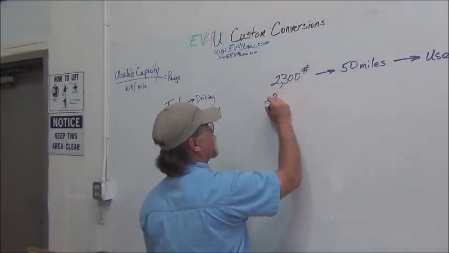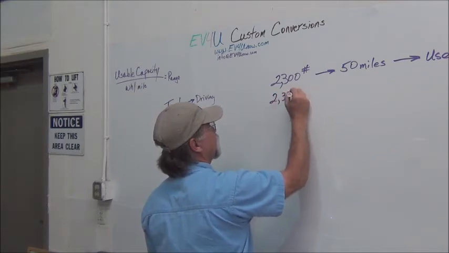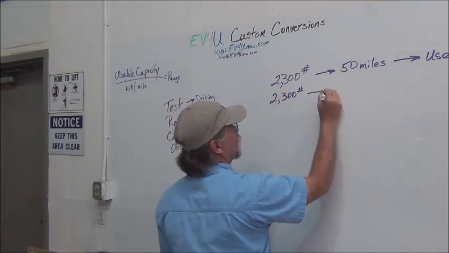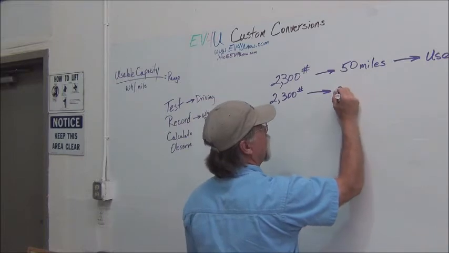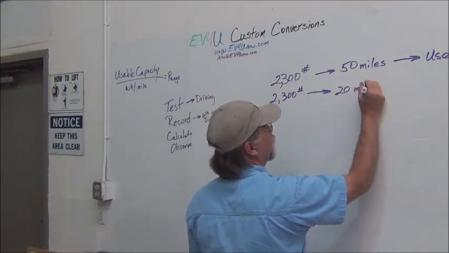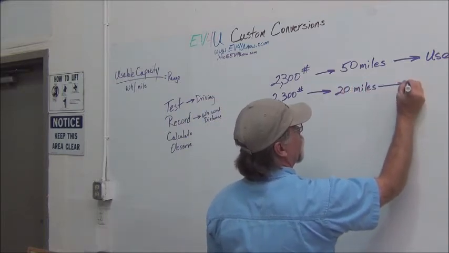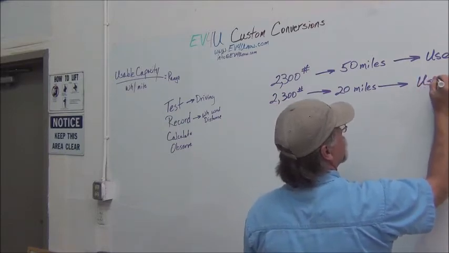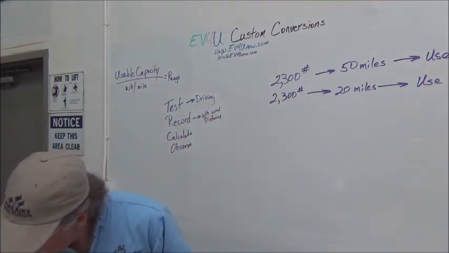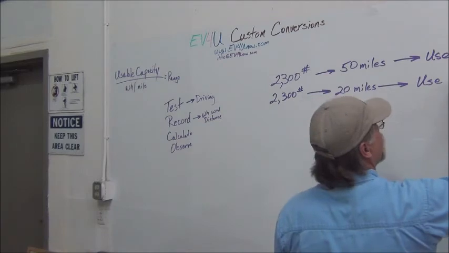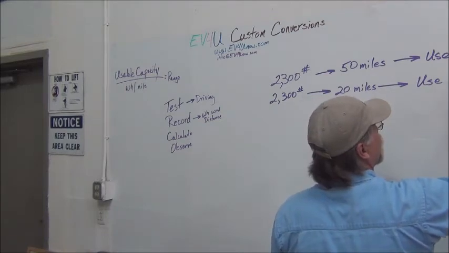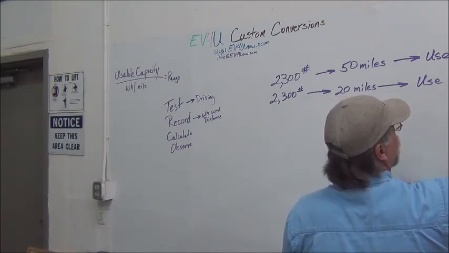Same car, 2,300 pounds. This time we drive 20 miles, and we use 4,600 watt hours.